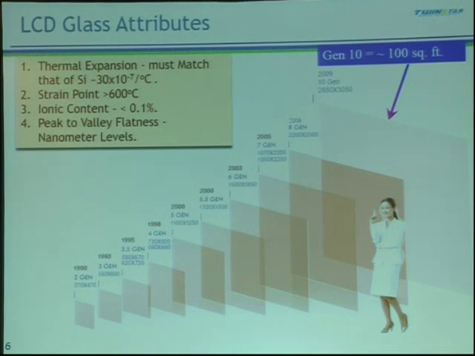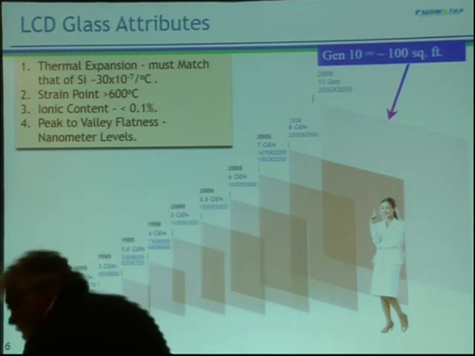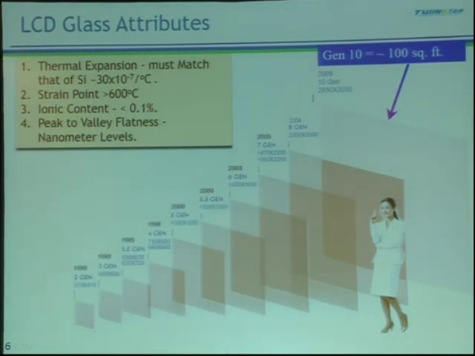Now, coming back to the typical, normal glass, soda lime glass, it has about 14% to 15% alkali content. That's the reason why it is so easy to melt at about 1400 degrees Celsius, which means that if this glass has an ionic content of less than 0.1%, it will be like a silica glass, which melts at about 1700 degrees Celsius. Hence, these glasses are extremely difficult to melt. This is a great challenge.